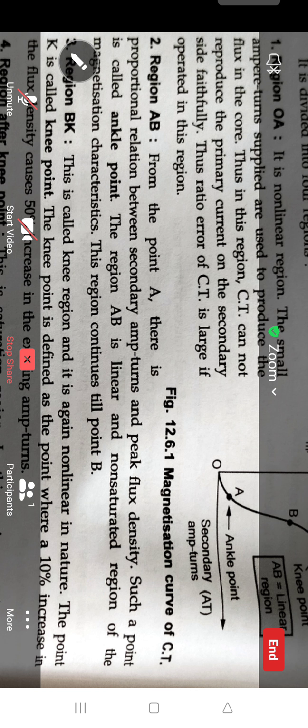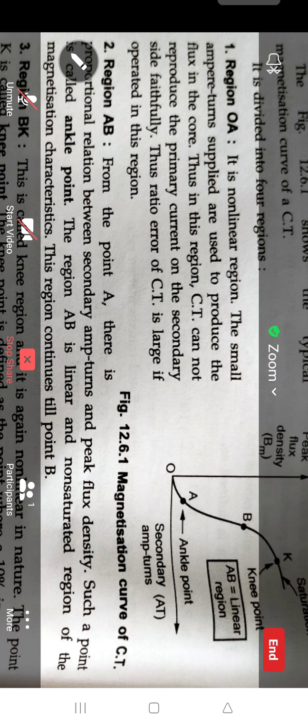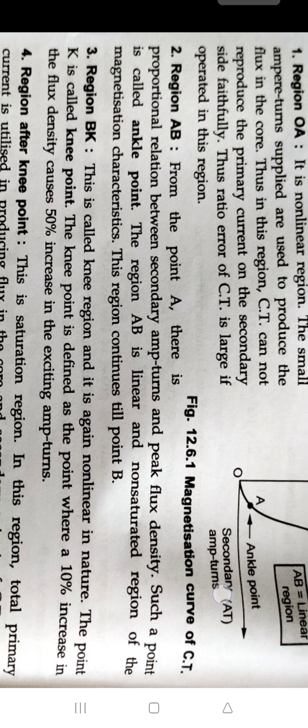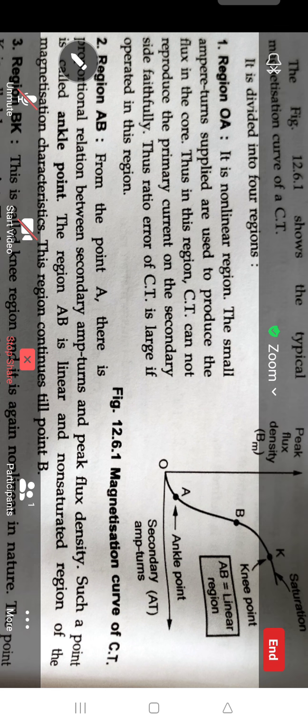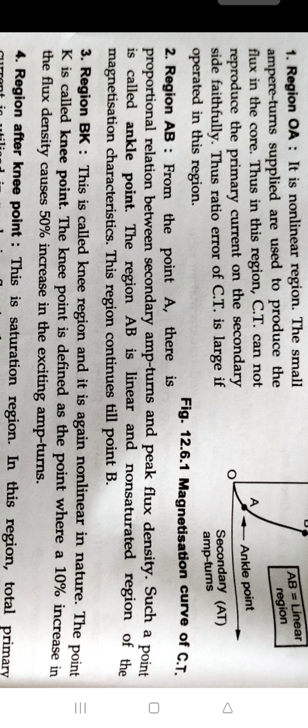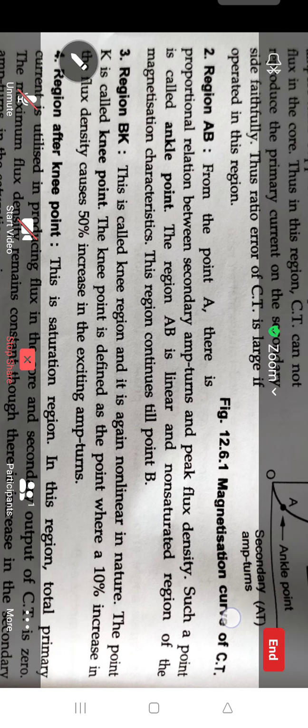From the point A, there is a proportional relation between secondary ampere turns and peak flux density. Here also you can say it is a straight line, and such a point is called the ankle point. So this region is also called the ankle point. The region AB is the linear and non-saturated region of the magnetization characteristic, so it is reliable to work in this region.